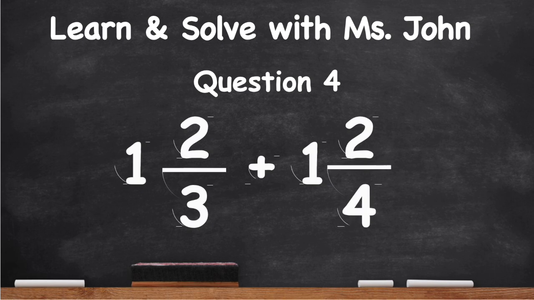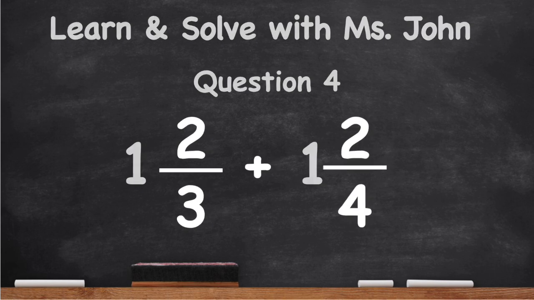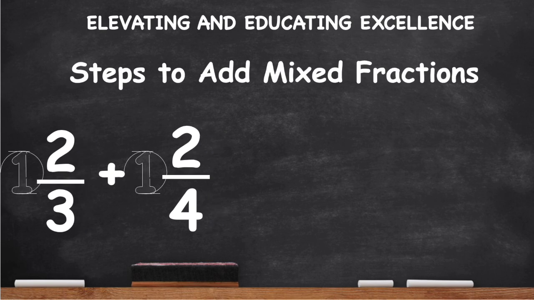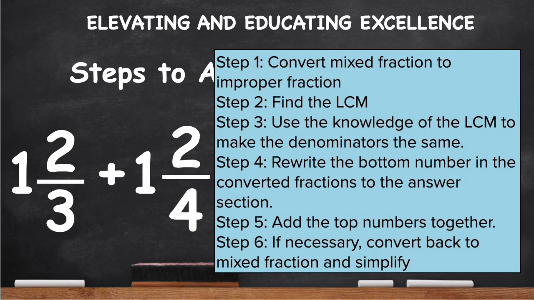Question number 4, we're going to solve 1 2/3 plus 1 2/4. So let's look at the steps to add mixed fractions. Step number 1, convert mixed fraction to improper fraction. Step number 2, find the LCM. Step number 3, use the knowledge of the LCM to make denominators the same. Step number 4, rewrite the bottom number in the converted fraction to the answer section. Step number 5, add the top numbers together. Step number 6, if necessary, convert back to mixed fraction and simplify.